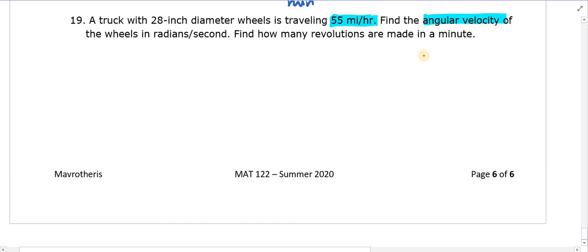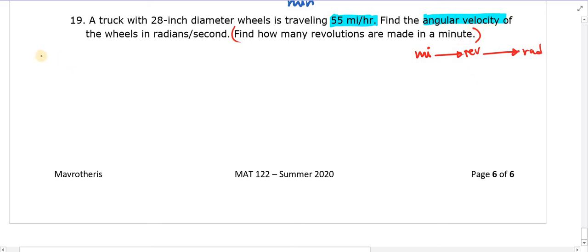Just like I said before, I have miles in this case. To convert them into radians, I need first to convert them into revolutions. And it's not hard to convert from miles to revolutions, but it's going to be difficult to convert from miles to radians right away. So I'm going to do the second part first, and then I will do the first part, which is finding the angular velocity in radians per second.